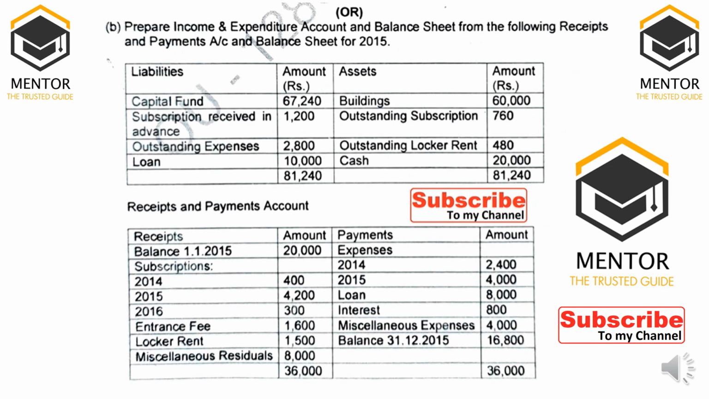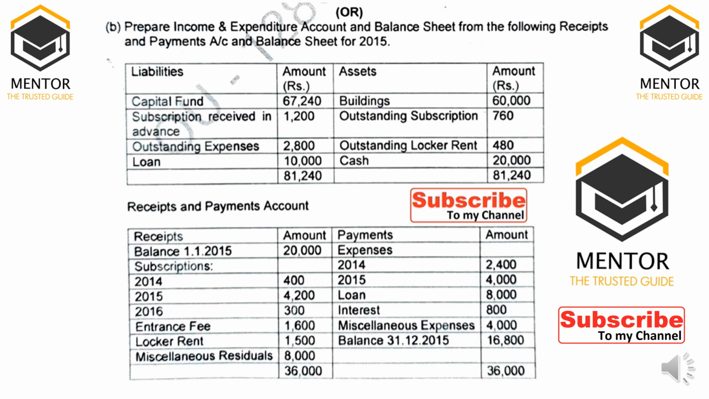On the liabilities side, you will find capital fund, subscription received, outstanding expenses, loan. On the asset side, we find building, outstanding subscription, locker rent and cash. And if you see, the cash balance is 20,000. With this cash balance, that is the opening cash balance on 1/1/2015, we are starting our receipts and payment account. In the sense, the balance sheet which we have provided is the opening balance sheet. This is the current year, that is 2015, receipts and payment account.